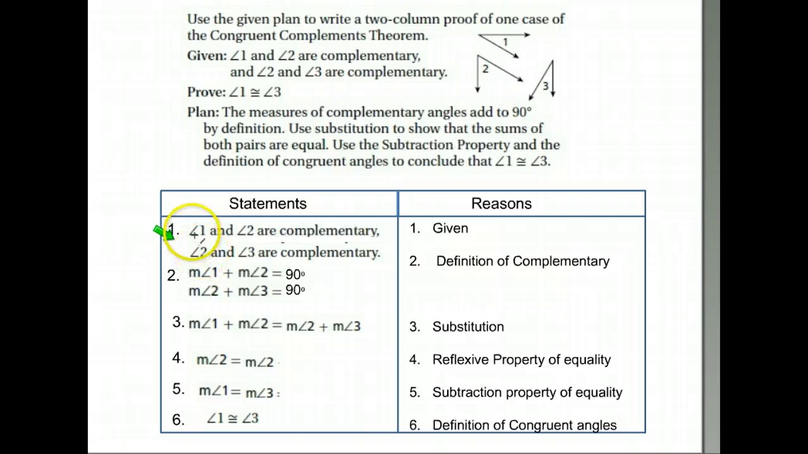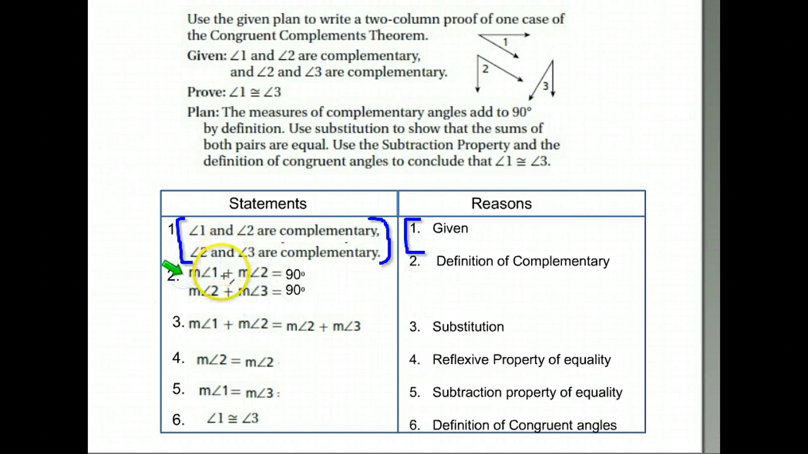We have to start with the given information. So that was our step 1. Step 1 is that angle 1 and angle 2 are complementary, angle 2 and angle 3 are complementary. Our reason for that is given. We would not know that if they had not told us. Our only reason for knowing that is that it was part of the given information. So your reason for step 1 is that it was given.